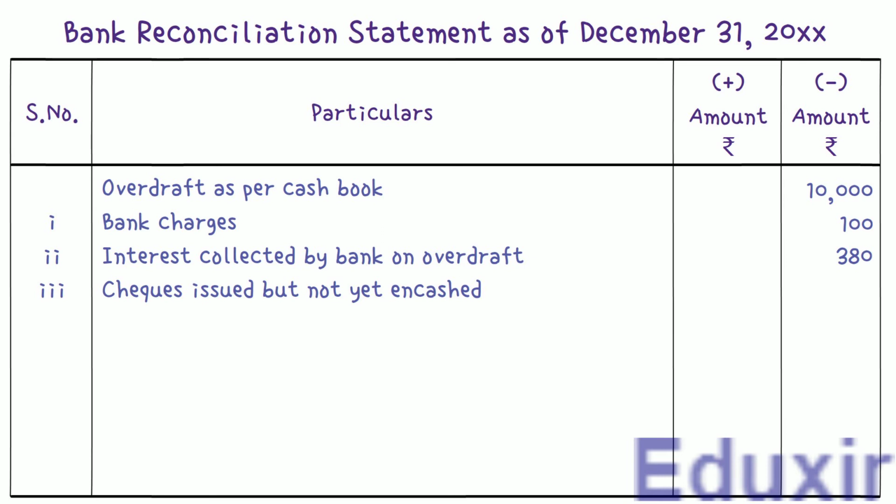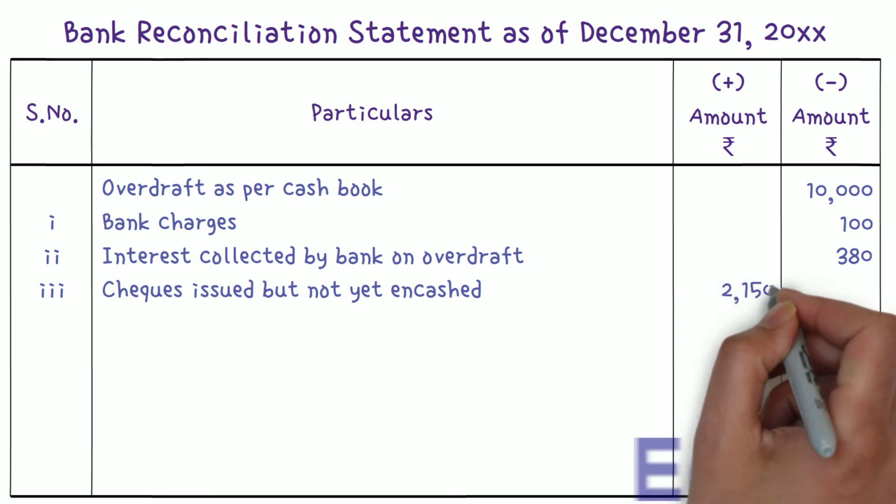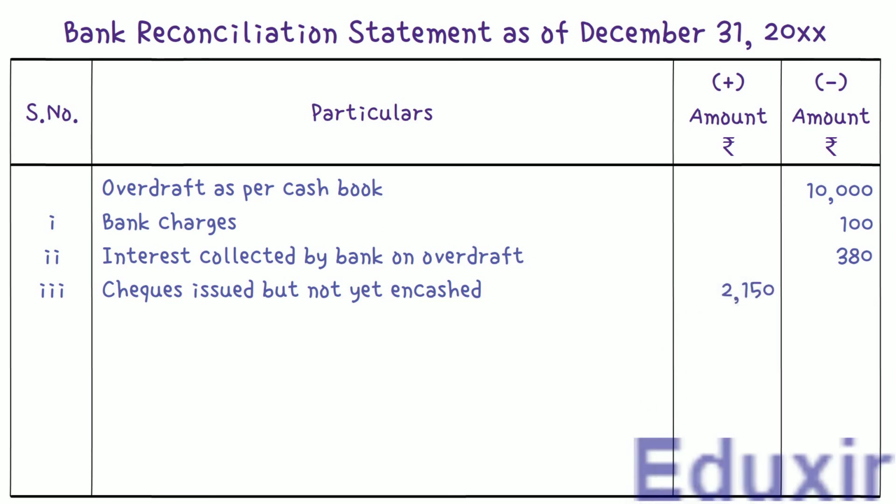Let us now write this amount of 2,150 rupees in the plus amount column. That completes the recording of these details into the bank reconciliation statement. Let us now take up the next details.